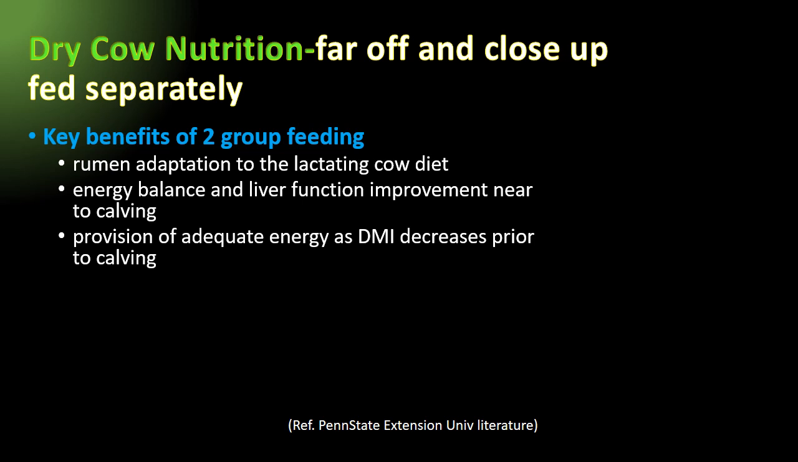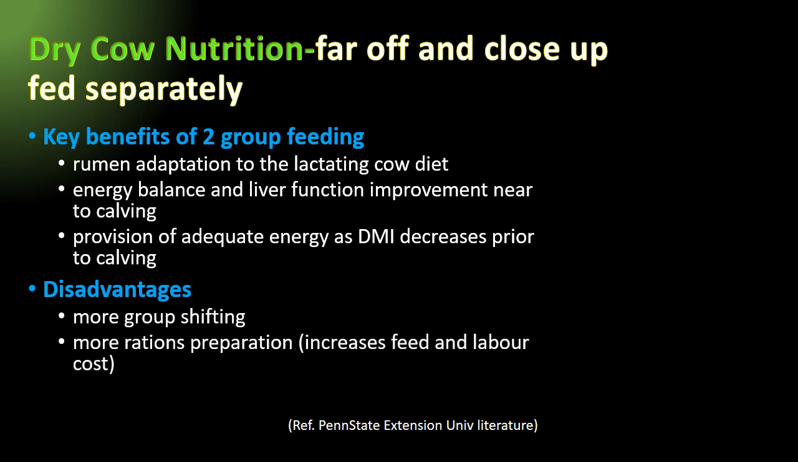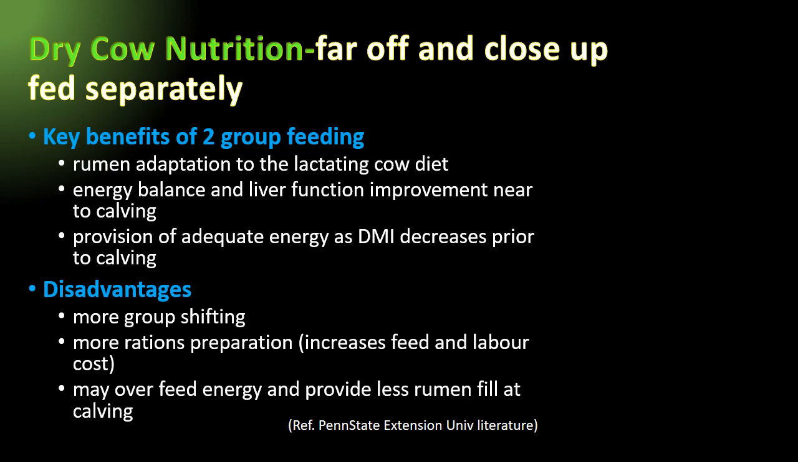However, there are certain disadvantages of this system. There is more group shifting, because first we have to keep the animal in the far off group and then we shift it into the close up group. So ultimately we have to prepare different diets for far off group and close up groups, that will increase the feed and labor cost, and in some cases may overfeed energy and provide less rumen fill at calving time.